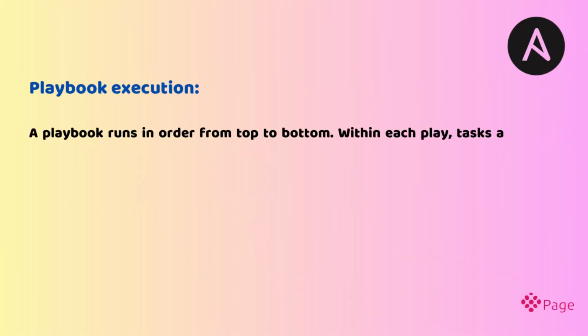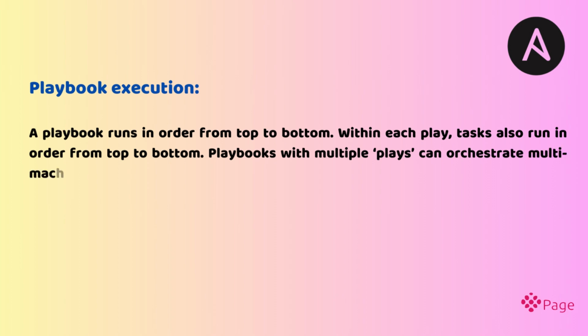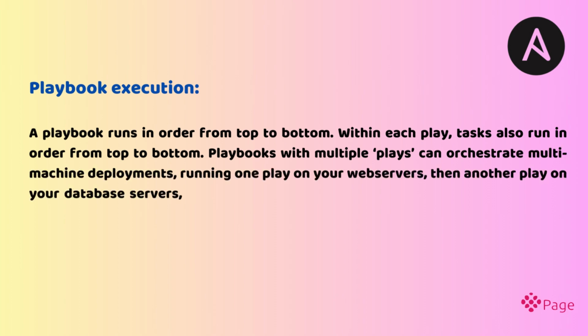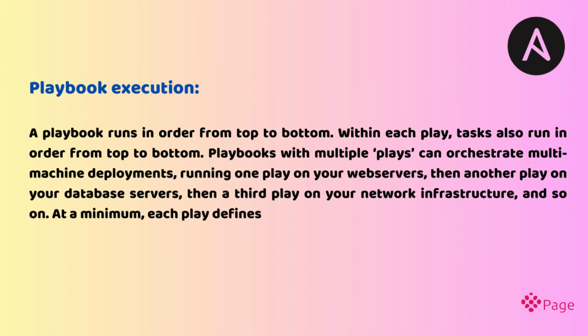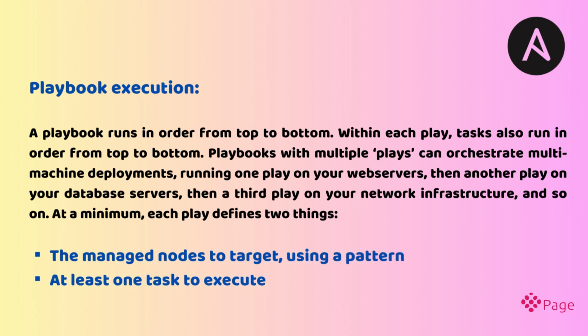Playbook execution. A playbook runs in order from top to bottom. Within each play, tasks also run in order from top to bottom. Playbooks with multiple plays can orchestrate multi-machine deployments, running one play on your web servers, then another play on your database servers, then a third play on your network infrastructure, and so on. At a minimum, each play defines two things.